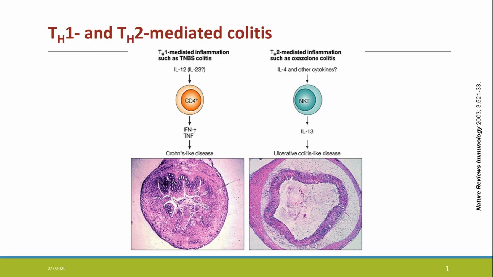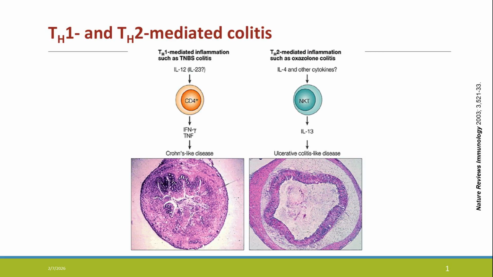Trinitrobenzene sulfonic acid, TNBS, and oxazolone, both classic skin sensitizing agents, give rise to different forms of colitis when administered intrarectally in experimental animals together with ethanol, an agent that temporarily decreases the function of the epithelial barrier. These colitides are strain-specific and genetically determined. TNBS elicits a classical T helper 1, Th1, cell response owing to interleukin-12-mediated production of interferon by CD4 plus T cells. The result is a transmural inflammation that resembles Crohn's disease.